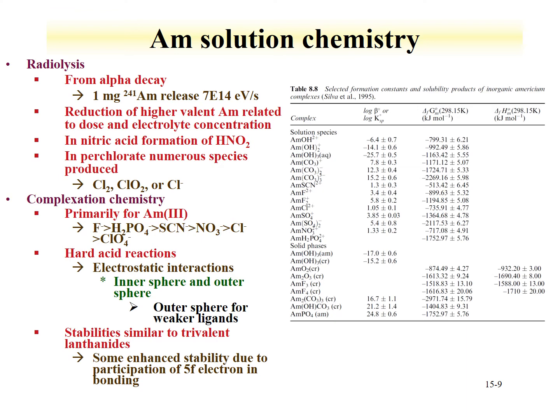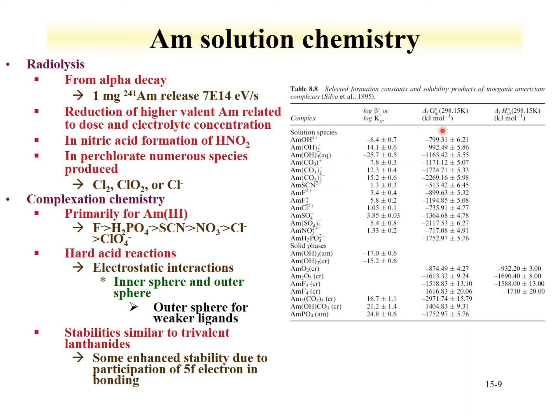The complexation chemistry for americium has primarily been explored for americium-3. The strength of ligands follows general trends with hard acid and hard base reactions. The stabilities of the resulting americium-3 complexes are similar to the trivalent lanthanides. There's some enhanced stability due to the 5f electron behavior in americium, but if you could not find data for americium compounds, one could evaluate trivalent lanthanide compounds with similar ligand complexes to get an idea of how americium would behave.